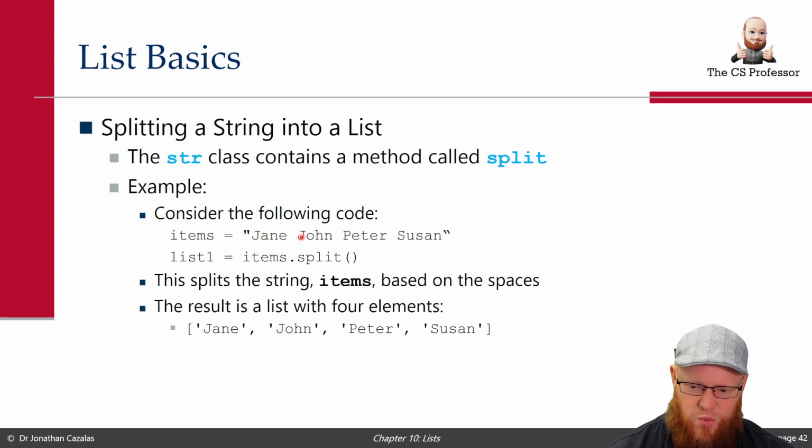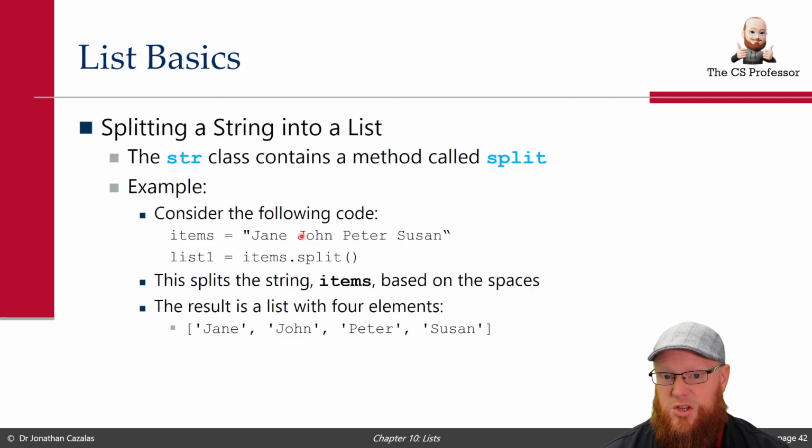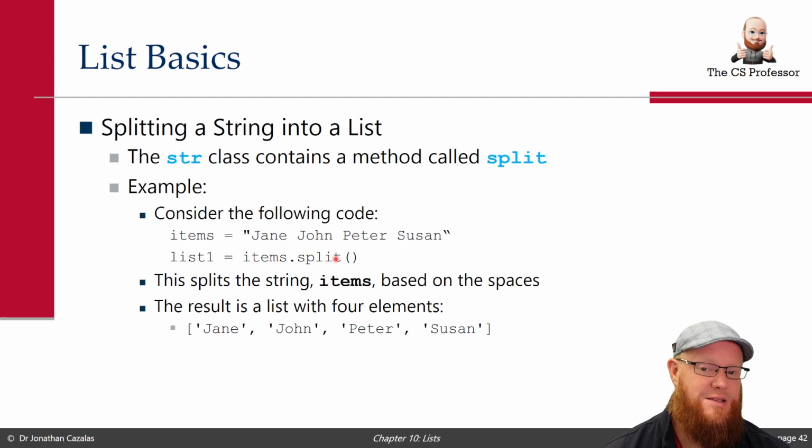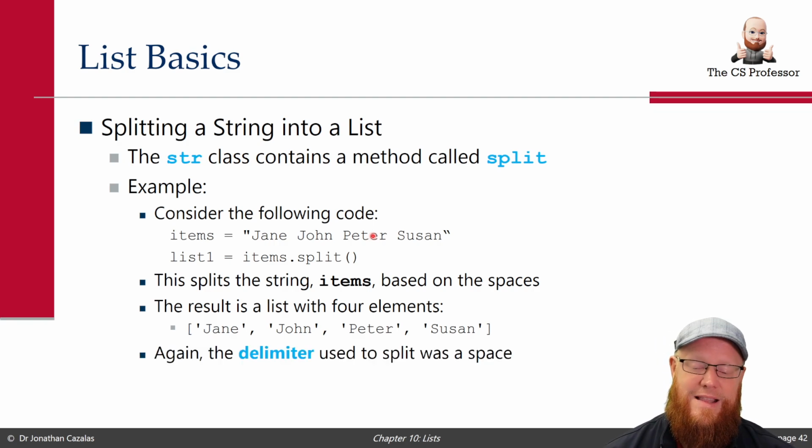So the consequence is we can see that there's really 4 names, right? Each one separated by a space. And so we have Jane, John, Peter, Susan. Well, the result of executing this dot split is I now get a list of those 4 names, which I've chosen to save inside list1. So here are those 4 names in a list as a result of this. Now, how did we split this? We split it based off of a space. And that space is what is known as a delimiter.